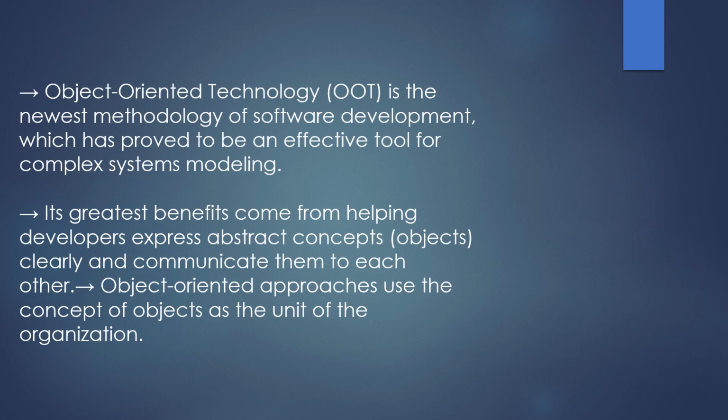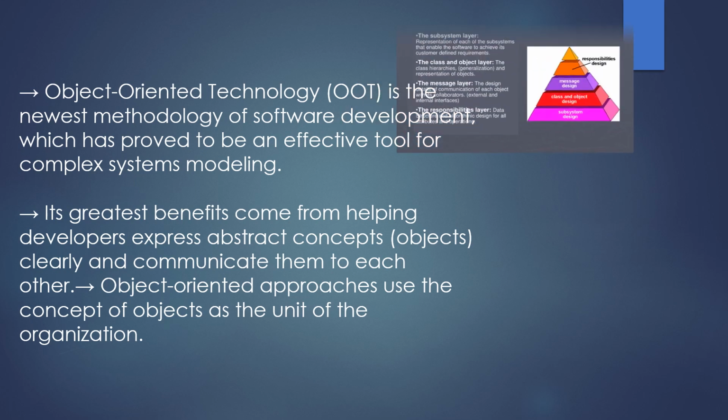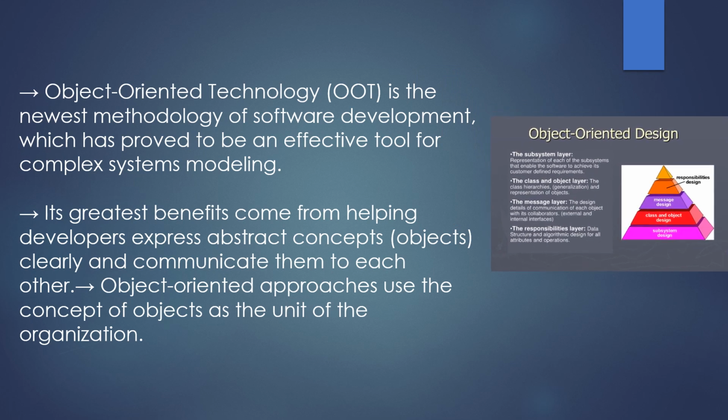Object-oriented technology (OOT) is the newest methodology of software development, which has proved to be an effective tool for complex system modeling. Its greatest benefits come from helping developers express abstract concept objects clearly and communicate them to each other. Object-oriented approaches use the concept of objects as the unit of organization.